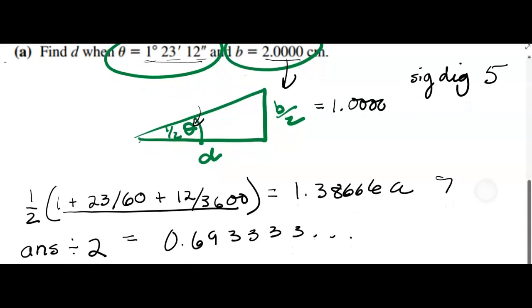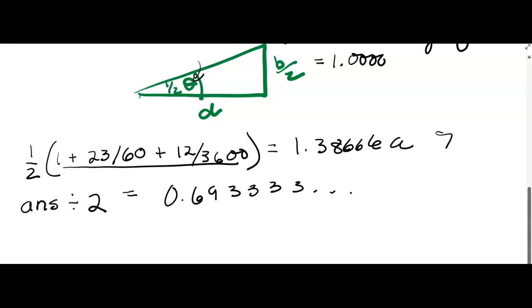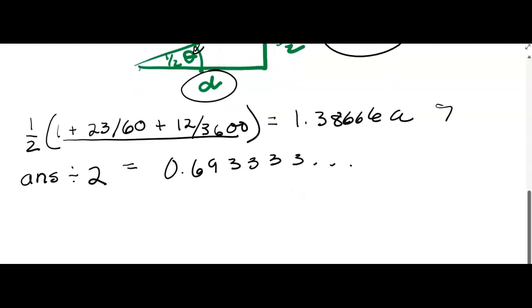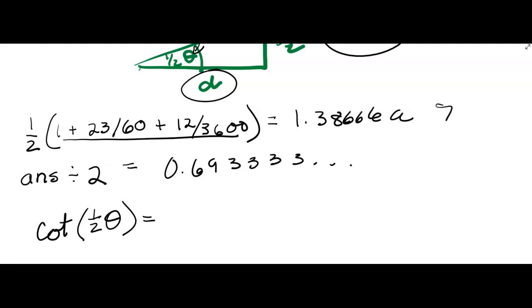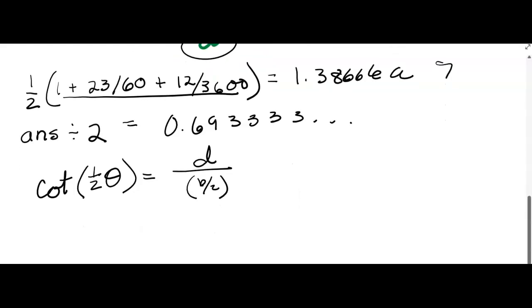Okay, so I know what B is, and I know what theta is, or half of theta. And so what relationship is this for trig? You've got this over here, and you're trying to find this. Well, that's a cotangent, right? All right. So I have cotangent of 1/2 theta would equal d over that b over 2, which was 1. You could just put a 1 there. So that would just equal, since b over 2 is 1, you could just say d.